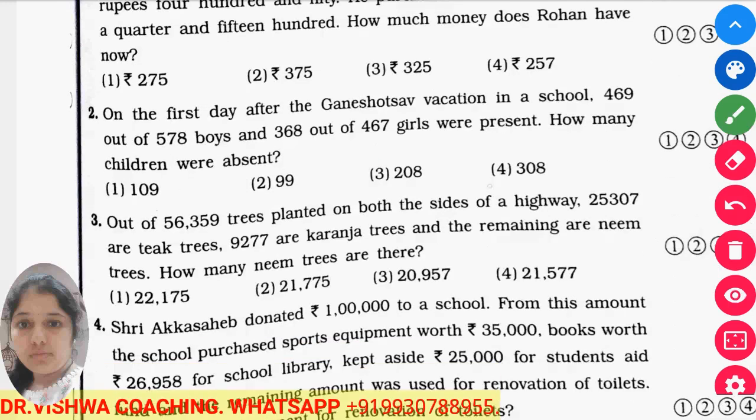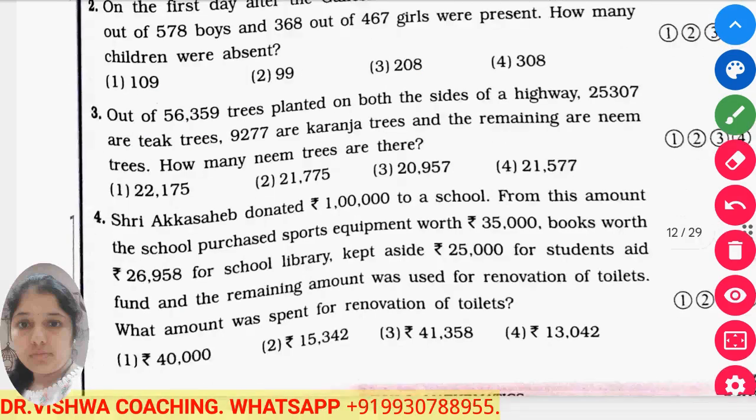On the first day after Ganeshotsav vacation in the school, 469 out of 578 boys and 368 out of 467 girls were present. How many children were absent? Now you have to first calculate the number of absent boys, the number of absent girls, and then you add them to get your answer. So first subtract 469 from 578, then subtract 368 from this 467. Whatever value you get here and here, you just add them to find the number of absent children.